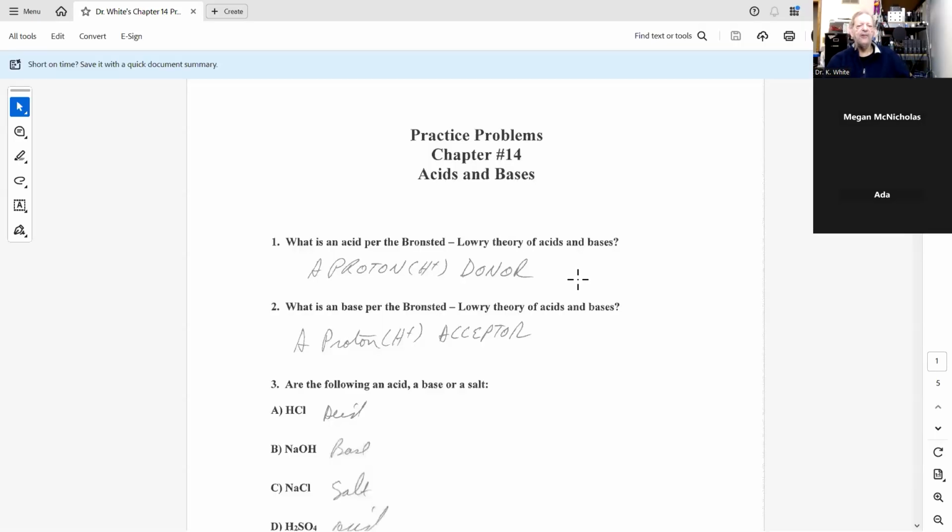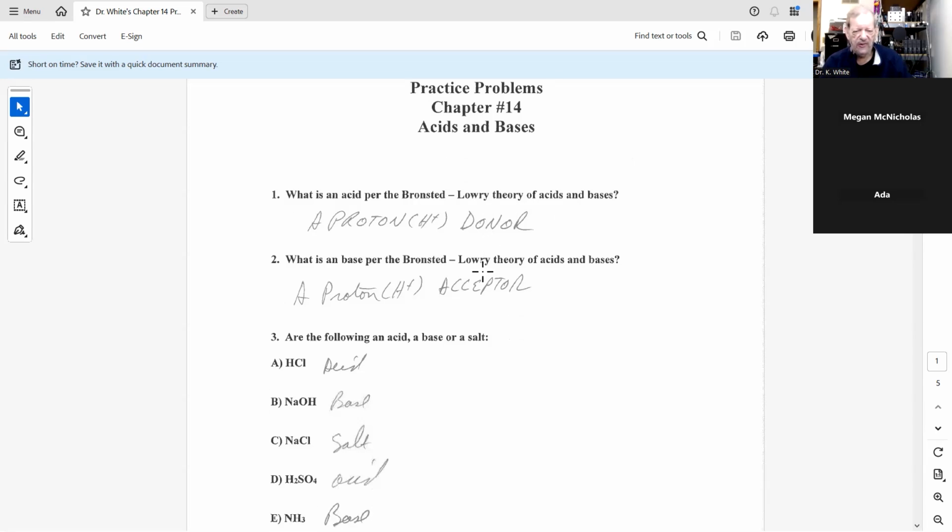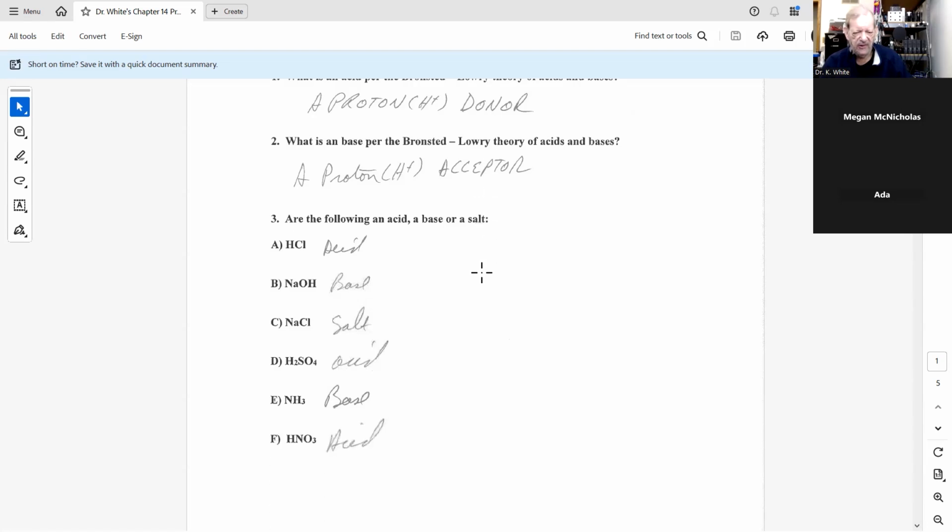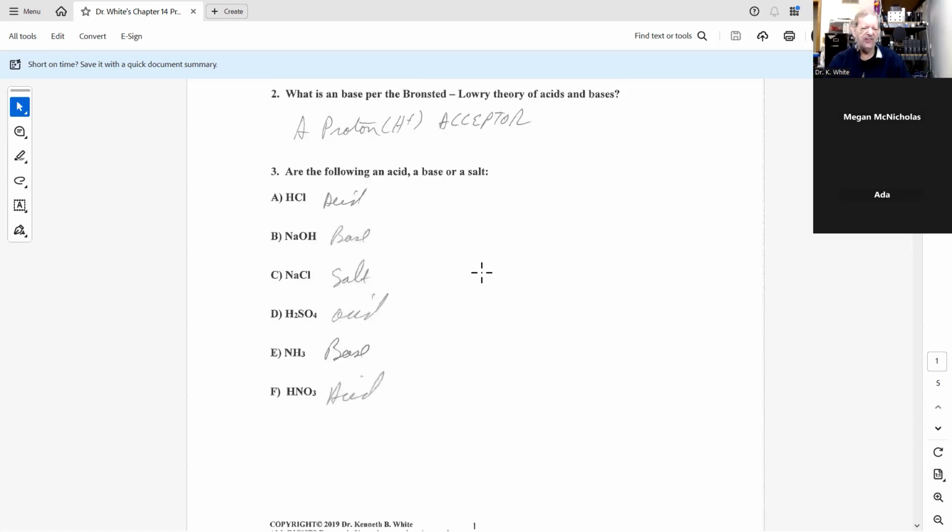All right, for quiz 6, go through and know how to do the practice problems for chapter 14. Here I ask you what's the acid for Bronsted-Lowry? A proton donor. What's a base under Bronsted-Lowry? A proton acceptor. You should know how to identify each of these as acid, base, or salt. Hopefully you all know sodium chloride is a salt.